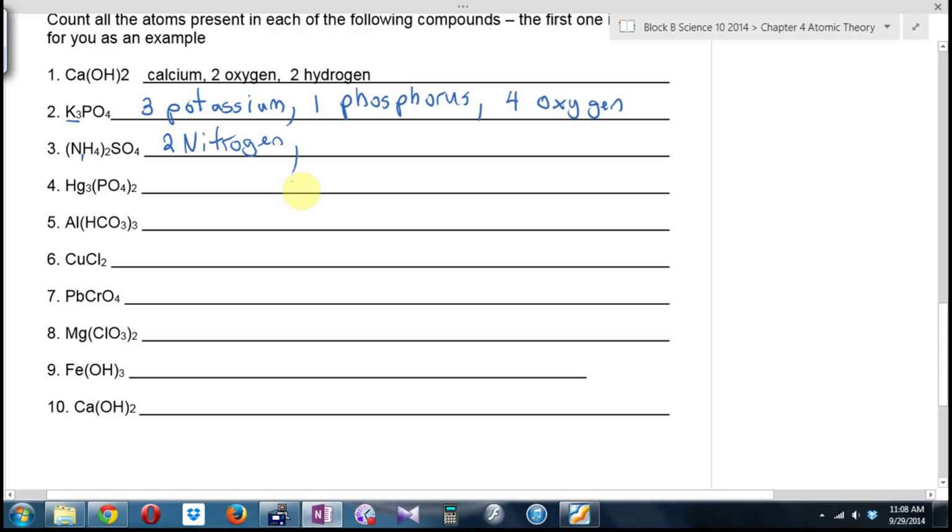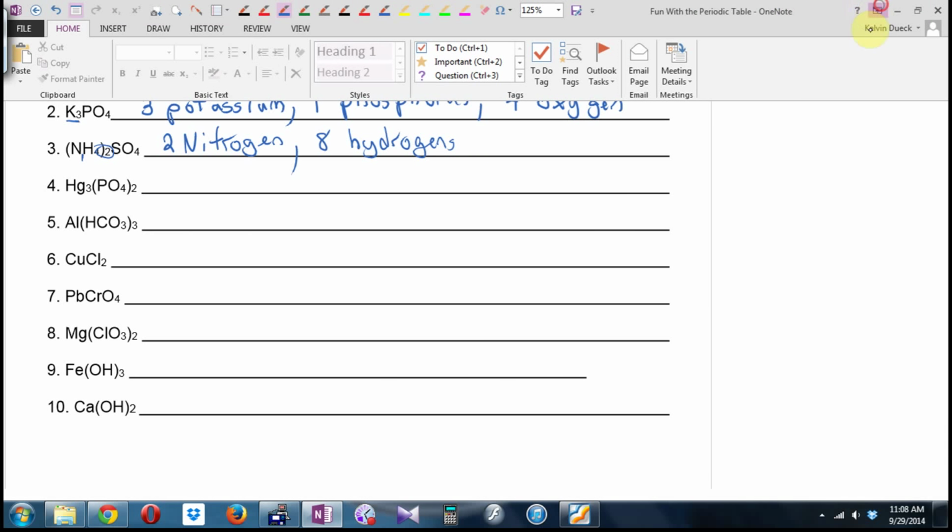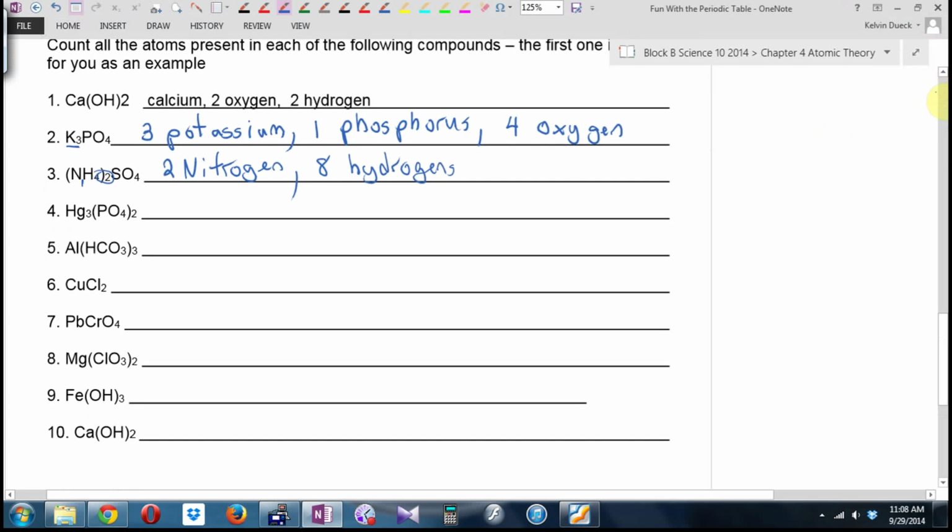How many H's are there grand total? Not 4. Where did the 8 come from? This is sort of like, almost like FOIL in math. 8 hydrogens. Okay, we took care of the N's, we took care of the H's. What does S stand for? How many of them are there? Careful. Yes, 1 sulfur. How many oxygens?